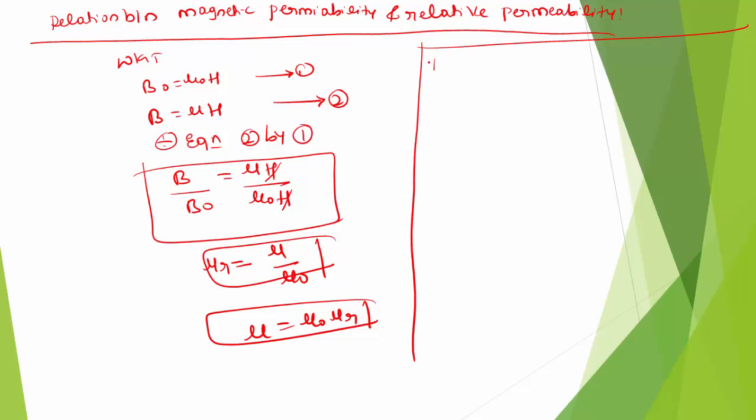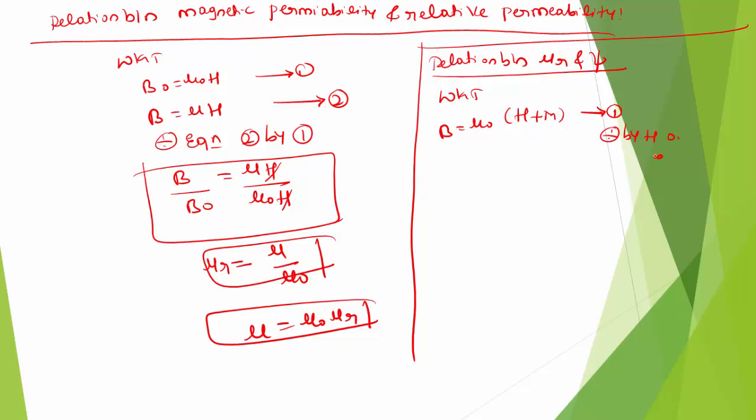And then the next relation is between relative permeability mu R and magnetic susceptibility chi. We know the equation B is equal to mu naught into H plus M, that is equation number 1. B is equal to mu naught into H plus M, and dividing both sides by H.